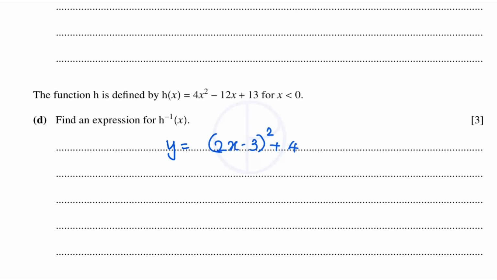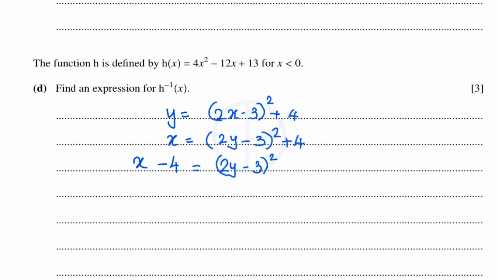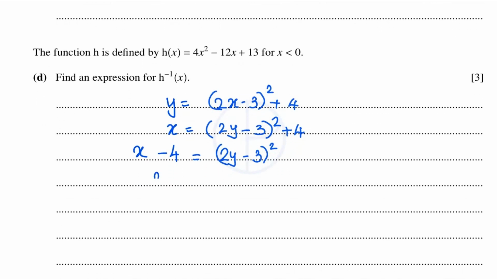Now swap x and y. So we get x equal to (2y minus 3) the whole squared plus 4. Now we have to make y the subject. For that, first let's subtract 4 on both sides. So we get x minus 4 equal to (2y minus 3) the whole squared. Now take the square root on both sides. So we get 2y minus 3 is equal to plus or minus the square root of x minus 4.